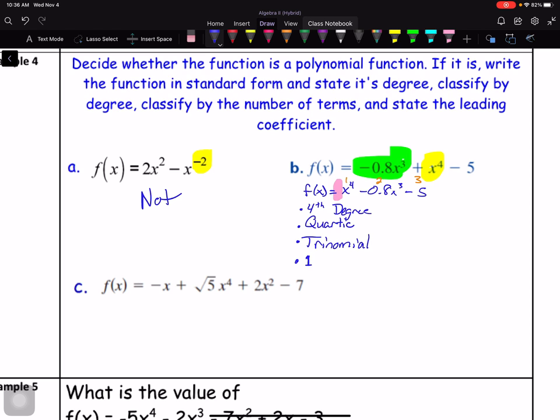So there you go. I'm going to leave example C up to you. I want you to fill in this information. So go standard form, state the degree, name it by degree, name it by number of terms, and give me the leading coefficient. So C is a yes. Even though you see a square root here, it is a real number. So go ahead and try to fill in the rest of the information.